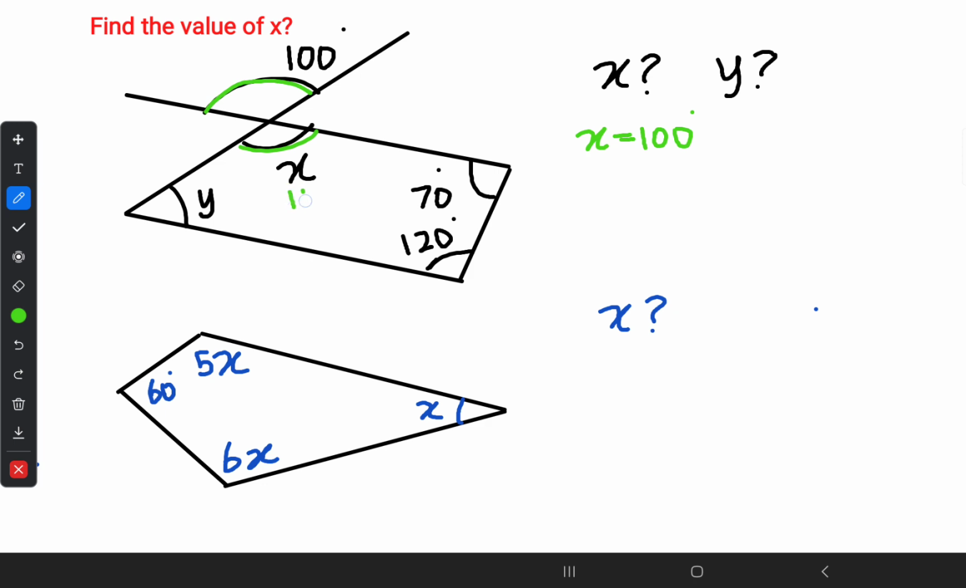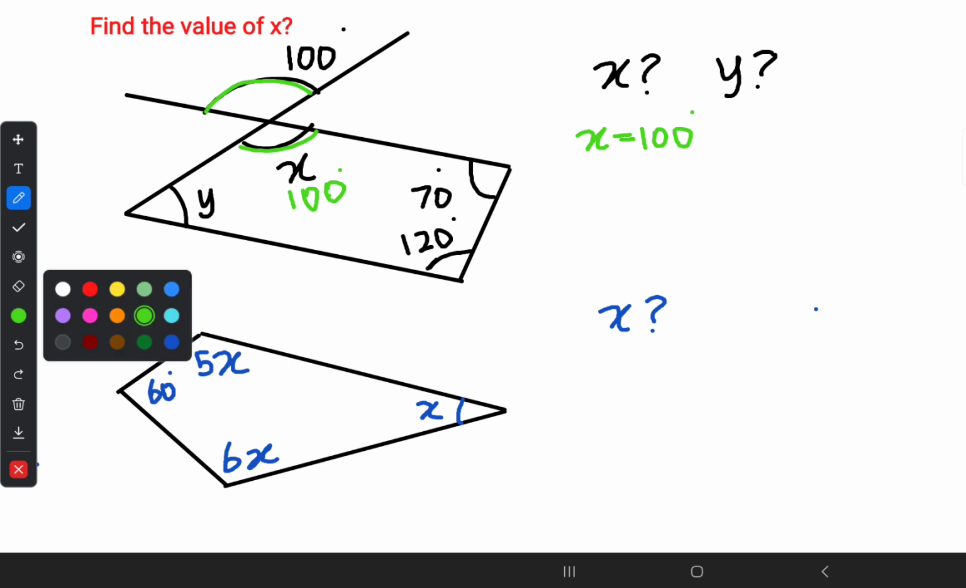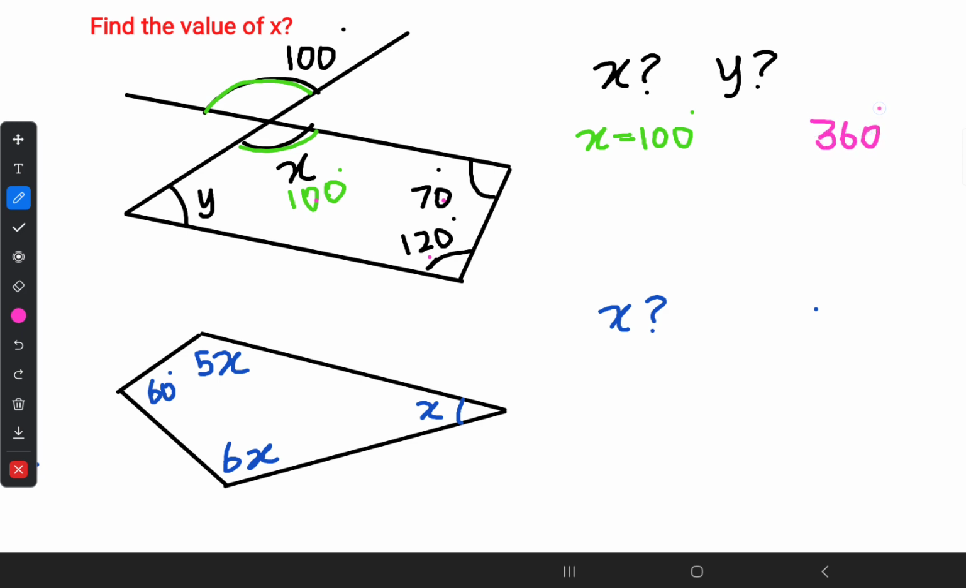Thereafter, instead of x, you can replace it by 100, get the sum of all these angles, and subtract from 360 to find the magnitude of y. Let's find that one as well. 100 plus 70 plus 120, altogether 290. From 360, when I subtract 290, that will give you 70 degrees. That should be the magnitude of y.